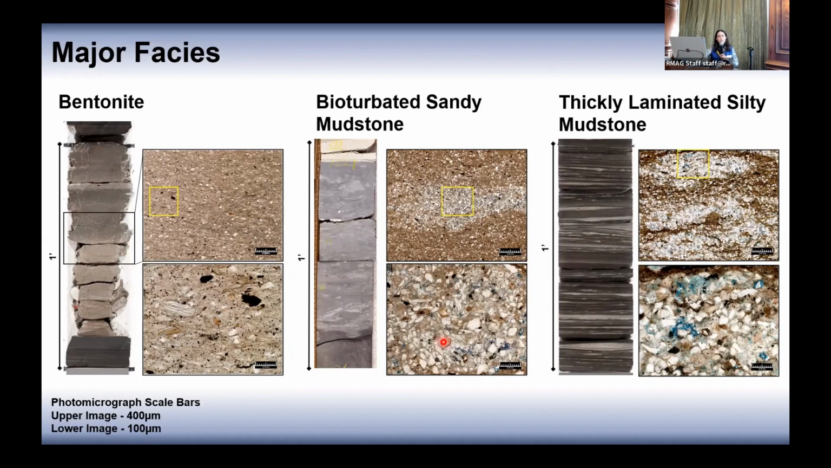Next, I define a thickly laminated silty mudstone. This is also most common in the upper portion of the Mowry. The silt is a little bit smaller in size compared to the previous facies. And you can see these laminations vary in size from very, very thin, but there are also these internally cross-laminated beds across as well.